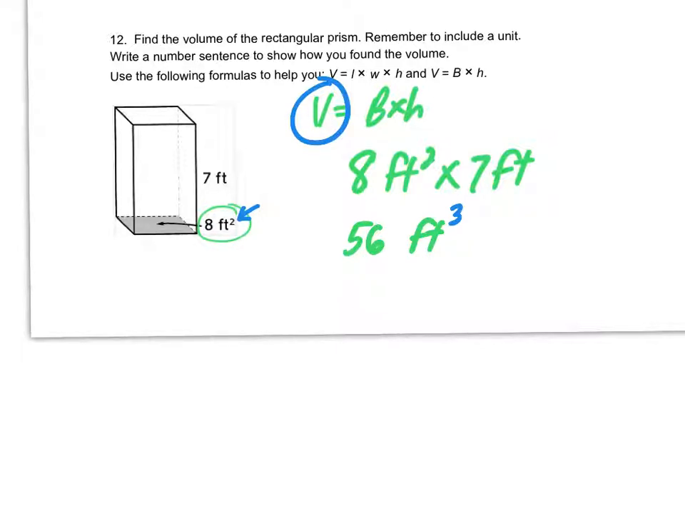When they did the big B down here in the shaded part, they just multiplied 2 of the numbers together. So they probably multiplied maybe 2 times 4 to get that 8. So again, though, our final answer is 56 feet cubed.